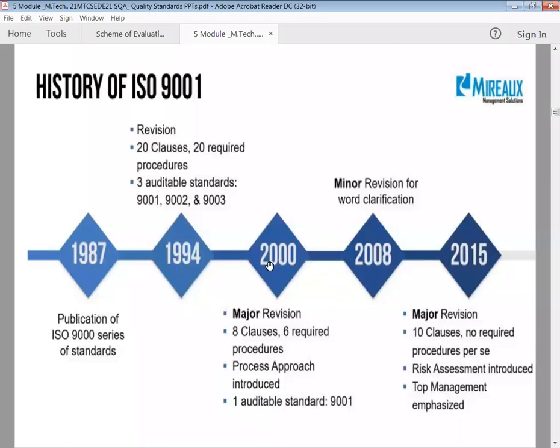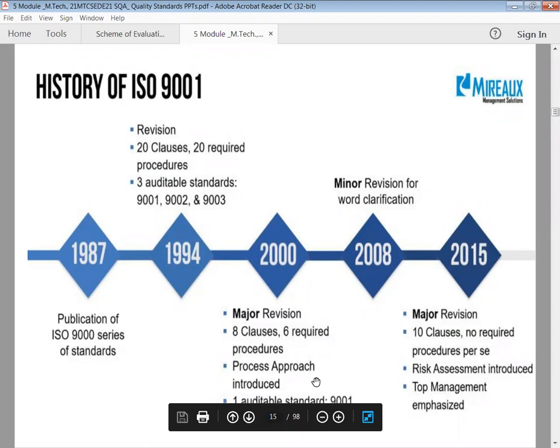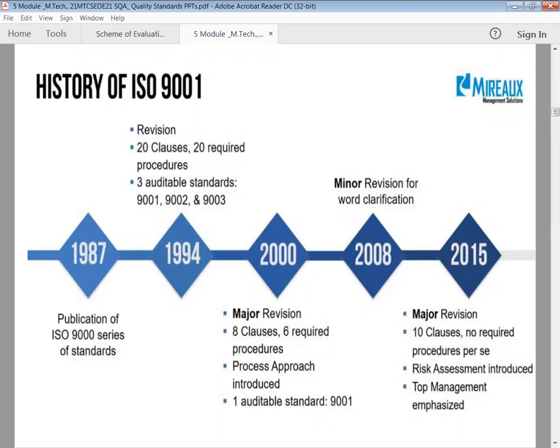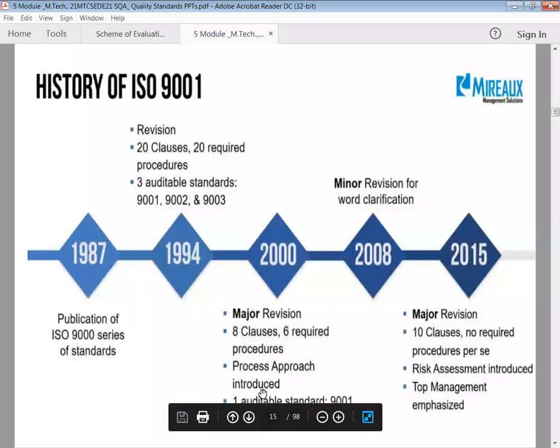If you take 2000, during the year 2000, another major revision was made, 8 classes and 6 required. So they introduced 8 classes. Out of 8, you should gain marks in 6 classes. Then only you can get the ISO 9001 certification. And process approach. So instead of a product approach, whatever process, everyday activity is counted for the certification process. They will not consider only the end product. Each and every day in the organization, what are the procedures and processes we are following? And one auditable standard. So based on the audit, you will get the 9001 certification. And in 2008 also, they made another major revision for word clarification.